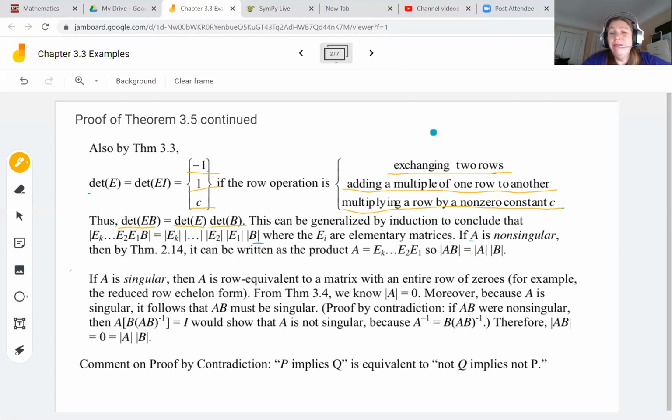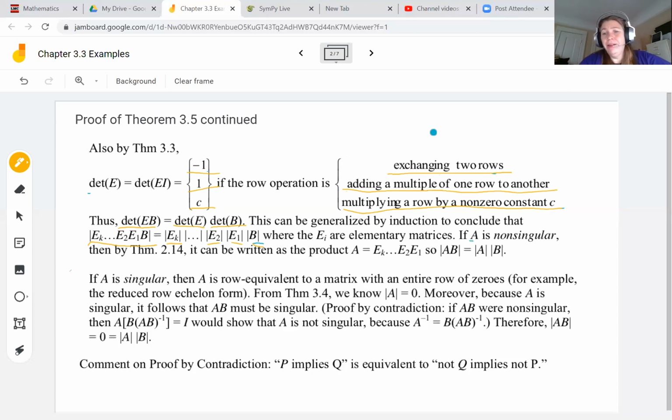So we can generalize this by induction to conclude that if we have k elementary matrices multiplied by B and take the determinant, that's the same as taking the determinant of each of these elementary matrices and multiplying that by the determinant of B. And that's where the E sub i's are the elementary matrices, and our indices here go from 1 to k. So there's k elementary matrices here.